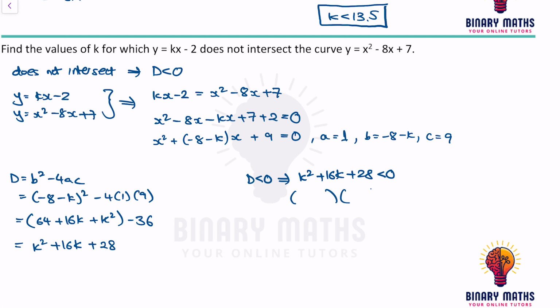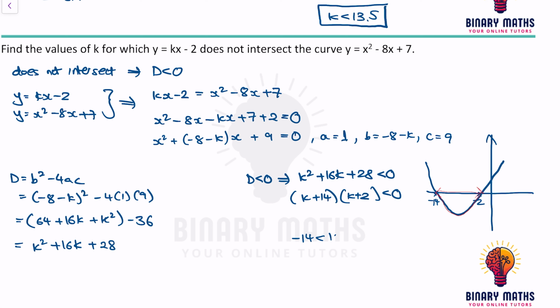If I factorize this, I get k plus 14 times k plus 2. If I do a rough sketch of this quadratic, which goes through -2 and -14, the part that's less than 0 is below the x-axis, so it's all the k values between -14 and -2. And that would be my solution algebraically.